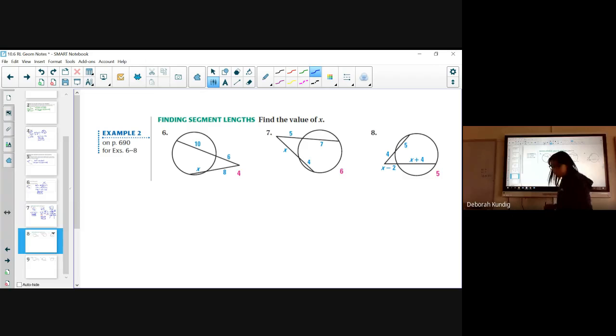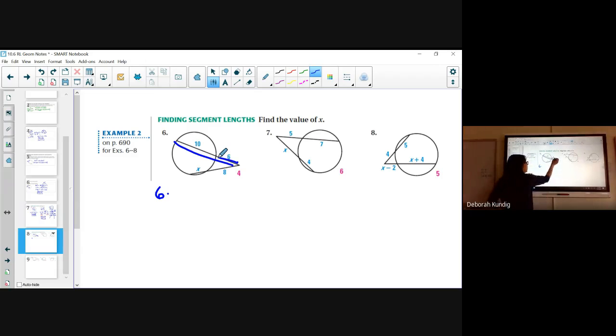This one, okay, remember this is the outer times the whole. So the outer piece times the whole. So it's not 6 times 6, and it's not 6 times 10. This time it's 10 plus 6. The whole thing is 10 plus 6, equal to the outer piece 8 times the whole 8 plus x.